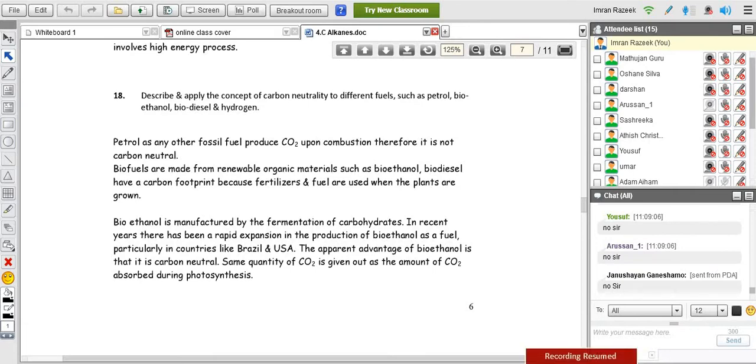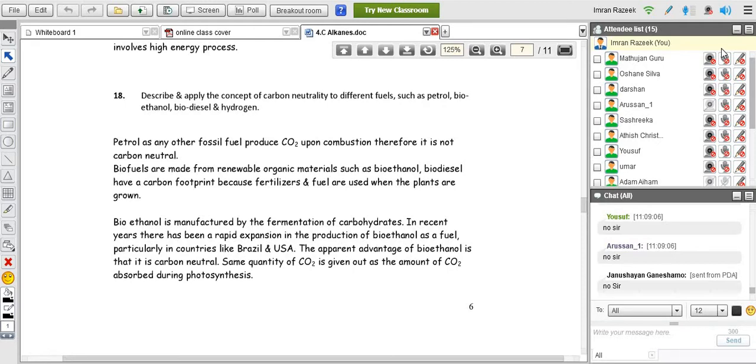If you apply the concept of carbon neutrality to certain fuels, some fuels can be very close to carbon neutral. For example, bioethanol, which, they say it's carbon neutral, actually it's not, but it is very close to carbon neutrality, right? That is, if you make bioethanol by the fermentation of hydrocarbons, right? Recently, bioethanol is very widely used as a fuel in Brazil, because Brazil has a very good environment to grow sugarcane, right?